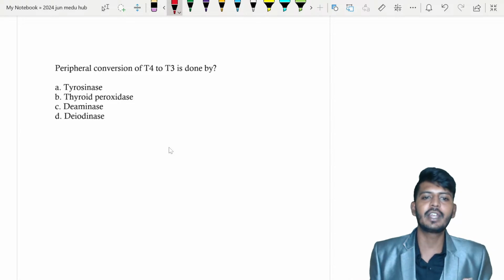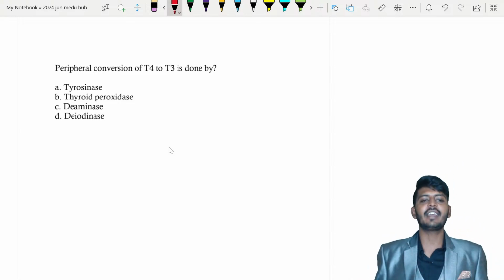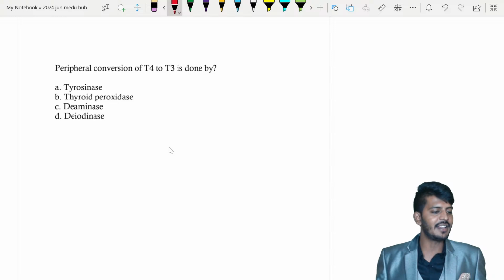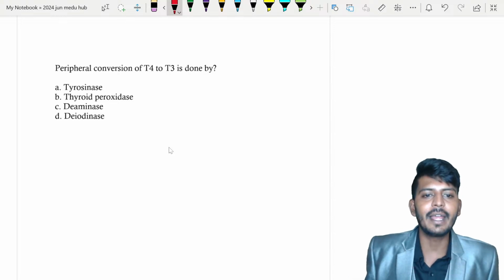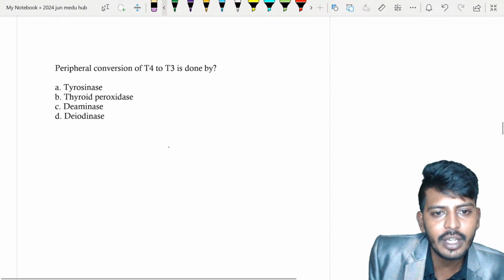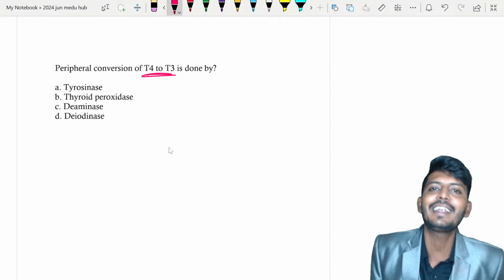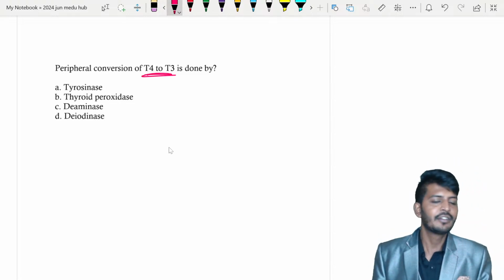Peripheral conversion of T4 to T3 is done by which enzyme? Okay, which enzyme? First see what peripheral conversion of T4 to T3 is. This was a recently asked question, very recently asked question. So let's hear the answer.